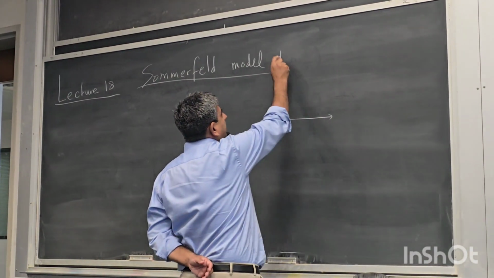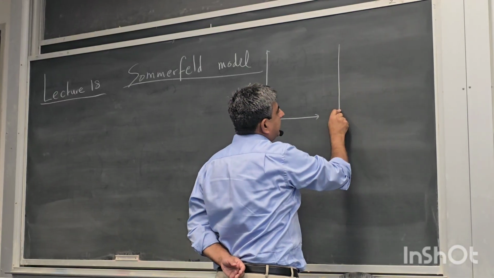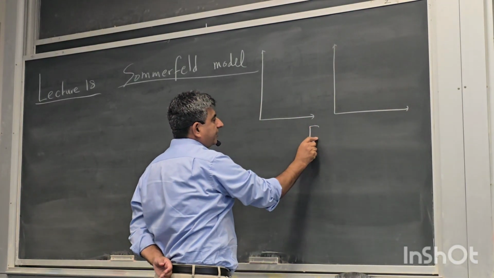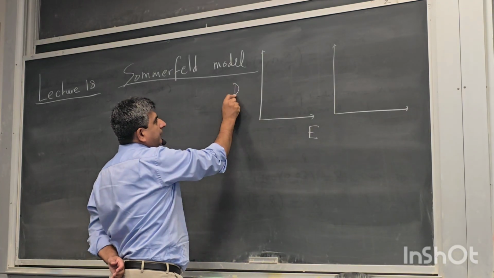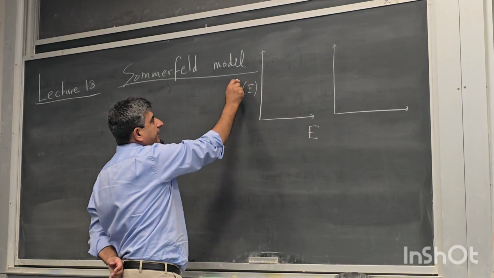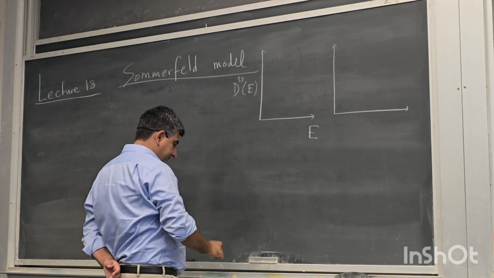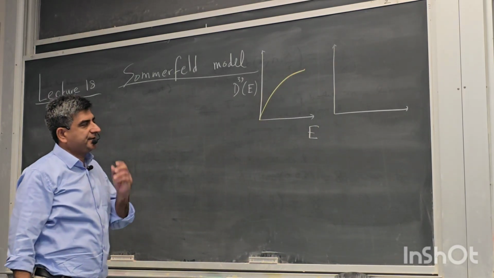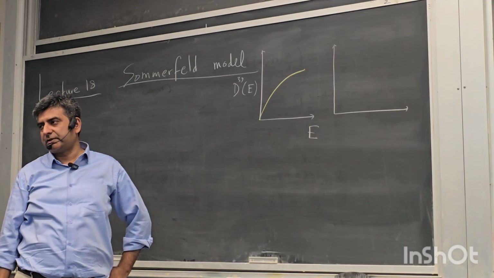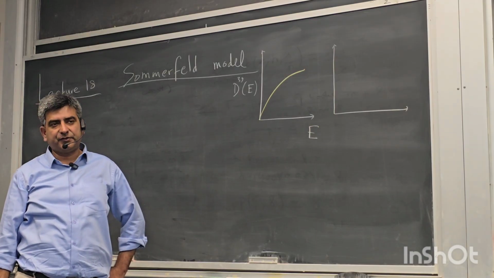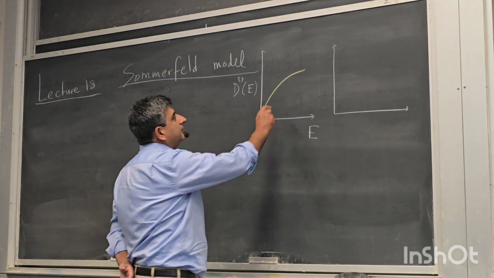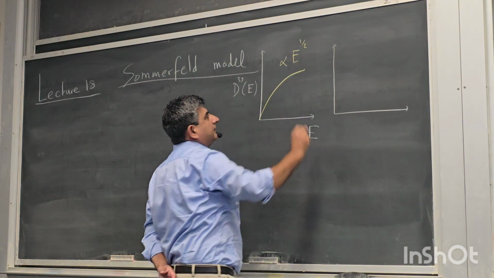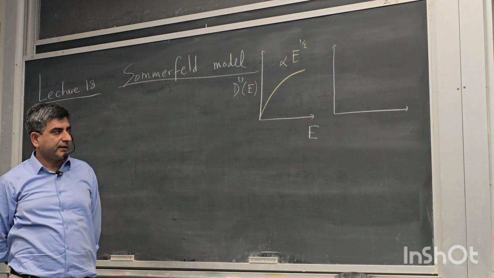For example, we do know that if we have energy here and we look at the density of states for the electrons in 3D, we have a relationship which changes as the square root of energy in 3D. That's what happens in 3D. So this dispersion relationship goes as the square root of energy.